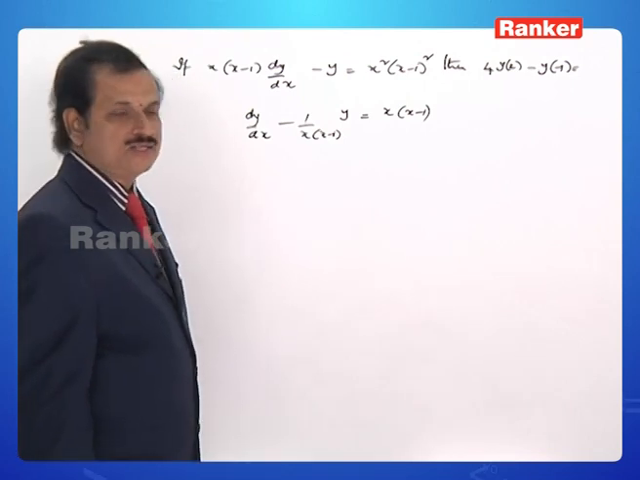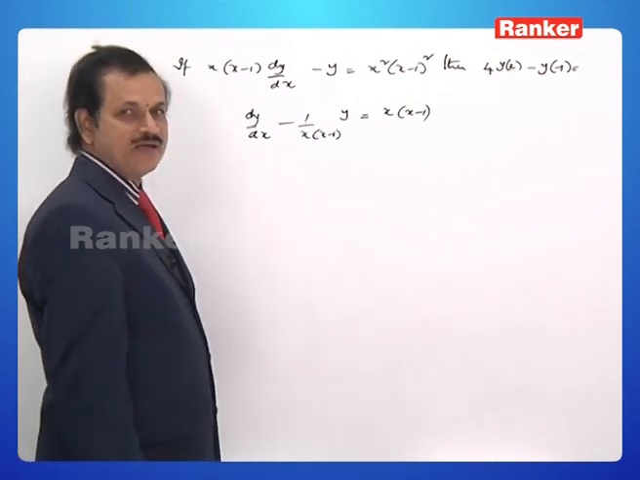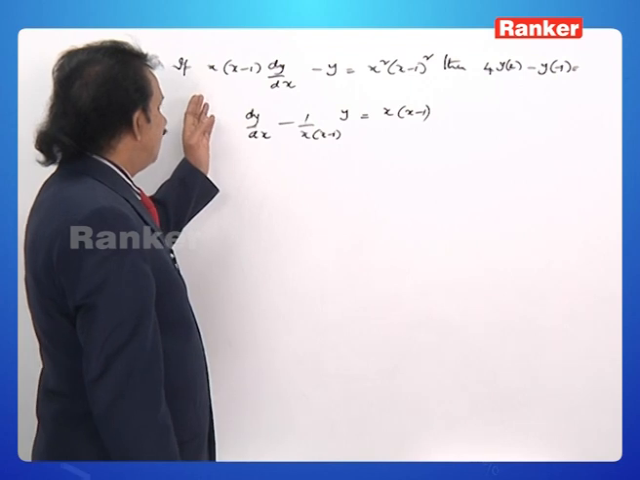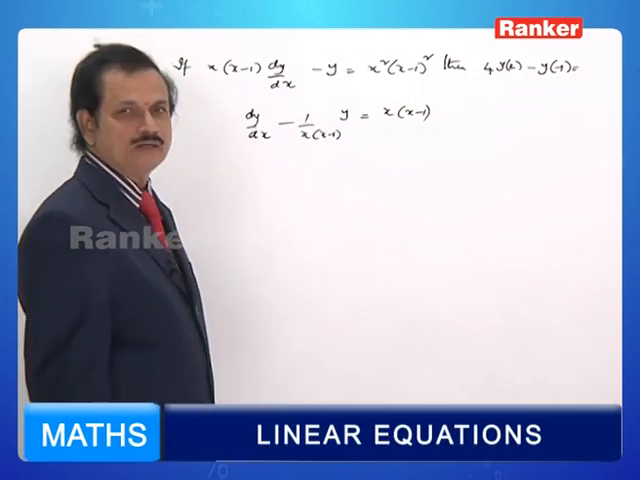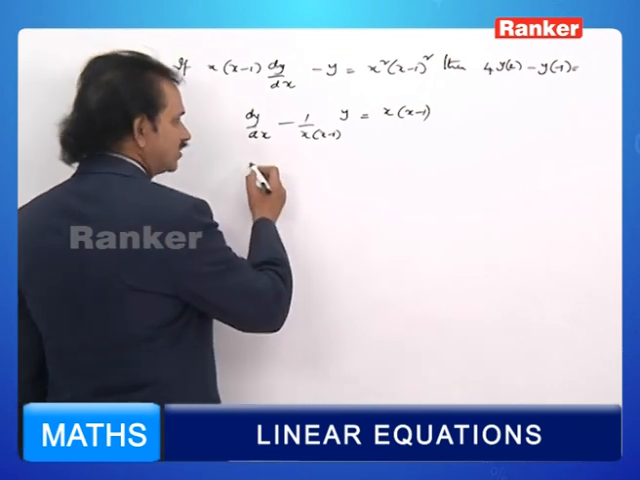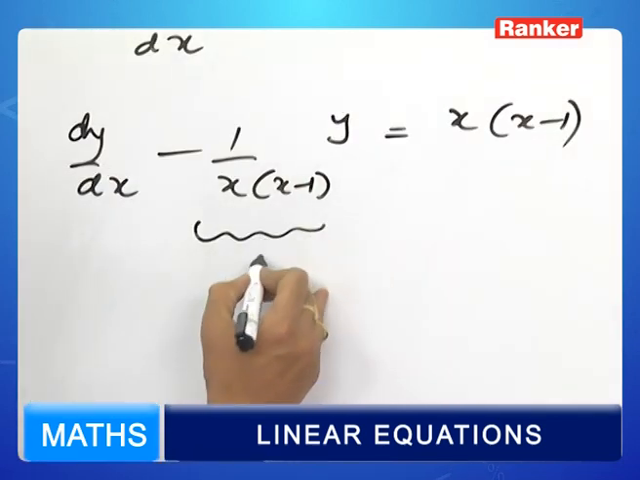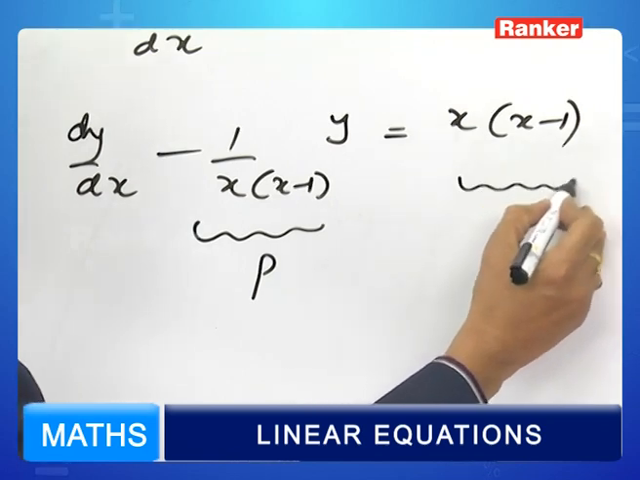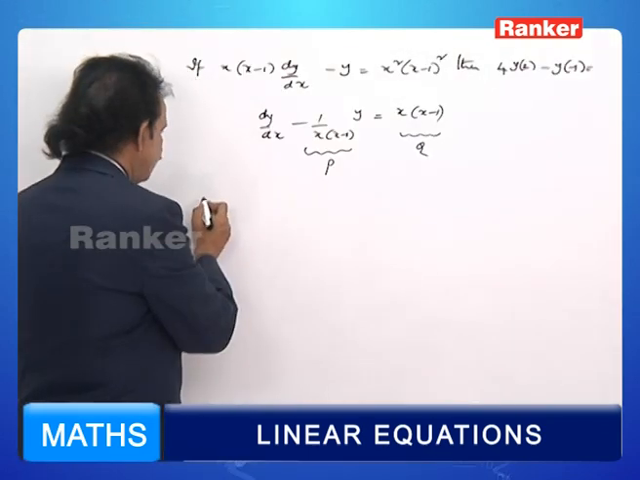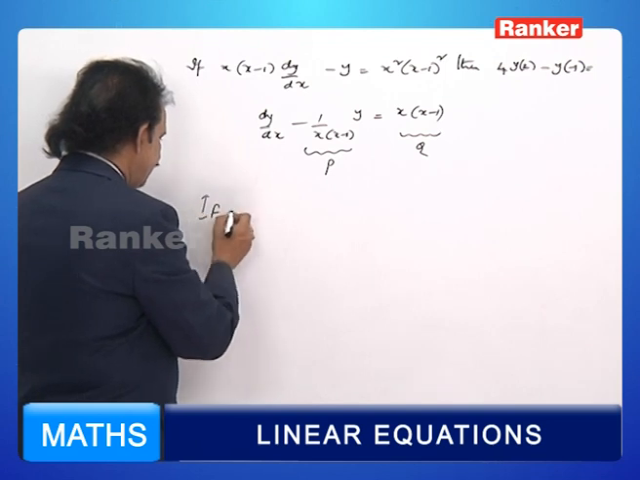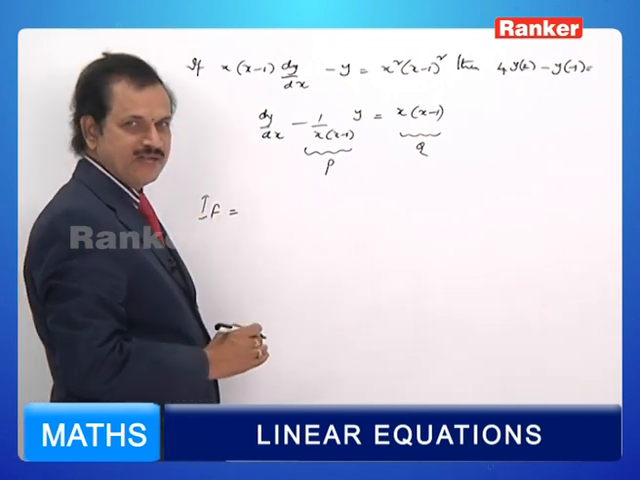I think you can easily understand what is done by me. I have divided the entire equation by x(x−1). Very nice. This looks like dy/dx + Py = Q. This is P and that is Q. Let us not waste time. Immediately we can apply the first step, that is finding the IF.